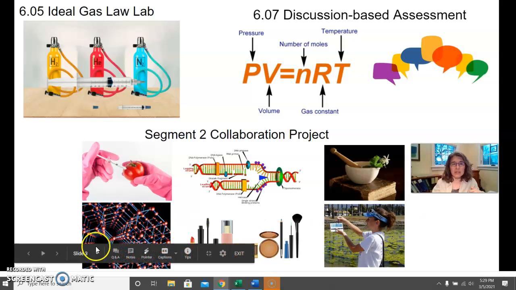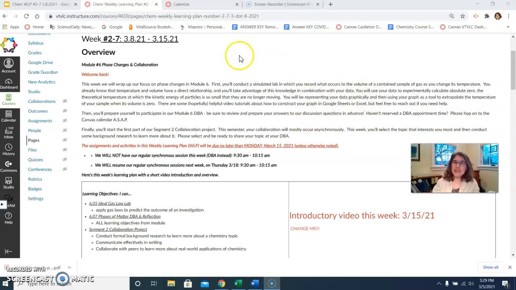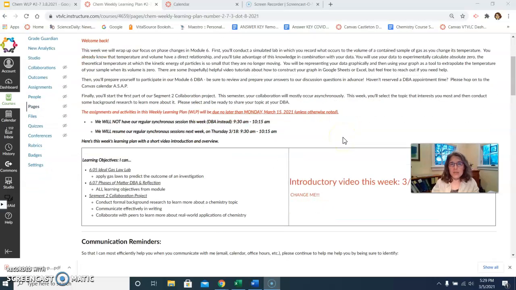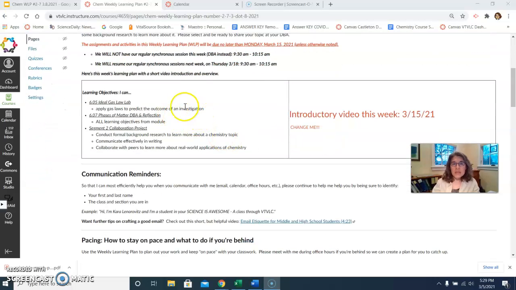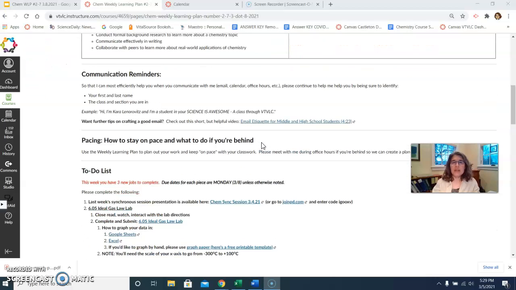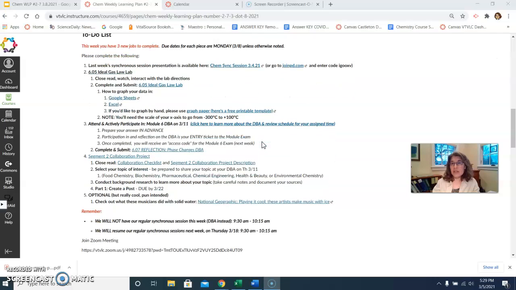Let's take a look at the weekly learning plan. All right, so as usual, a little bit of an introduction at the top of the learning plan there. There aren't many new learning targets this week. You're going to be focusing on the learning objectives from throughout Module 6 as you work on the lab and on the DBA. But there are a few new ones here that you'll look at and see are familiar from Segment 1 around collaboration. In terms of the to-do list, again, 3 jobs.